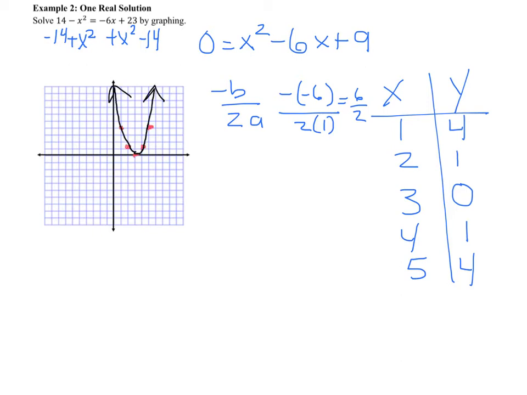So if we graph those, we can clearly see that this graph is going to hit the x-axis at one point. And that point is right here. And we see that that value is x equals 3. So we can either say that our solution is x equals 3 or our solution is 3, 0. Either one is okay.